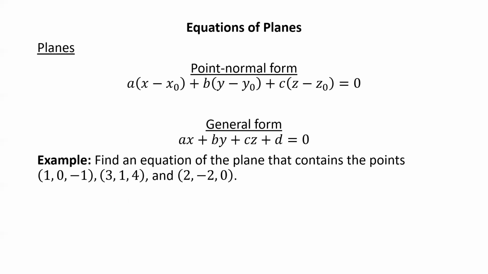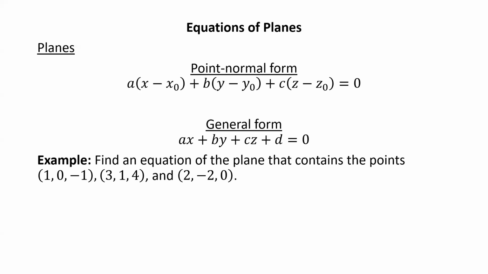Find an equation of the plane that contains the points (1, 0, -1), (3, 1, 4), and (2, -2, 0). So it turns out that a plane is determined by 3 non-collinear points. If the 3 points lie on the same line, then that doesn't determine a unique plane. There are infinitely many planes satisfying that. So we do have to make sure that these 3 points do not lie on the same line, but that will be determined automatically when we take the cross product in a little while.